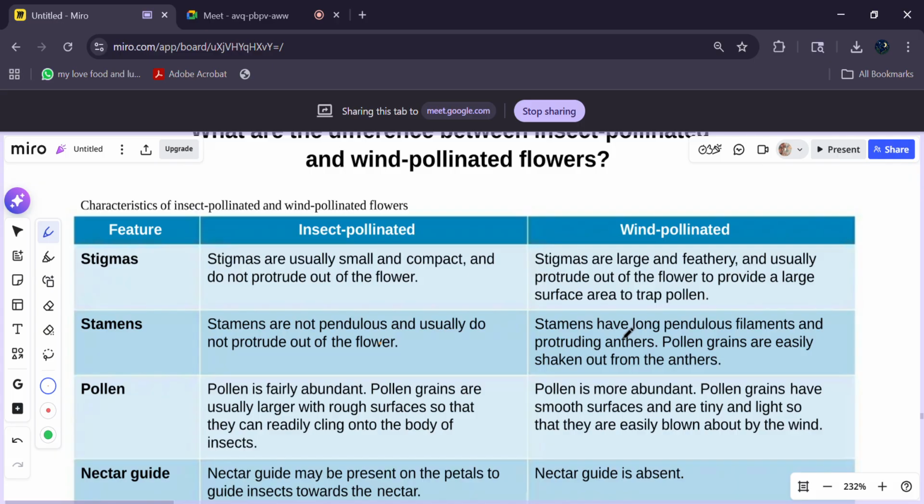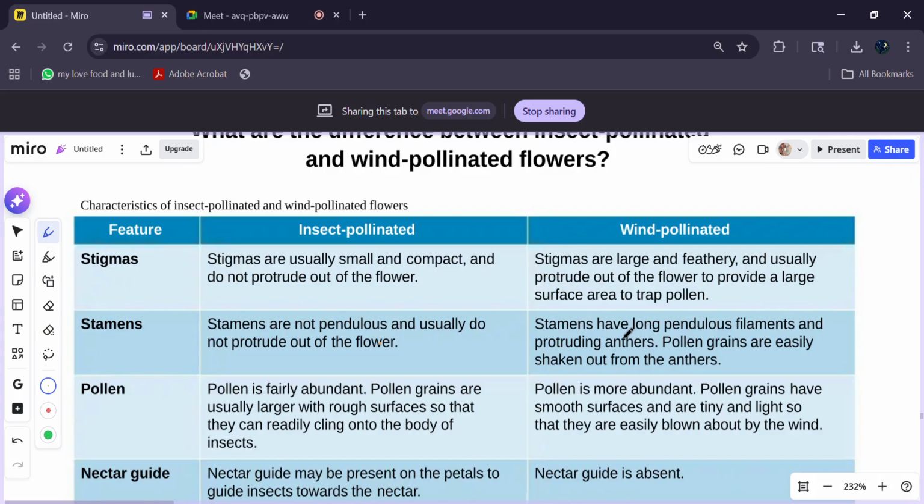Pollen is fairly abundant in insect pollinated flowers, and that is because the pollen grains are usually larger with a rough surface so that they can readily cling to the body of the insect. But in wind pollinated flowers, pollen is more abundant. Pollen grains have a smooth surface and are tiny and light so that they are easily blown out by the wind.